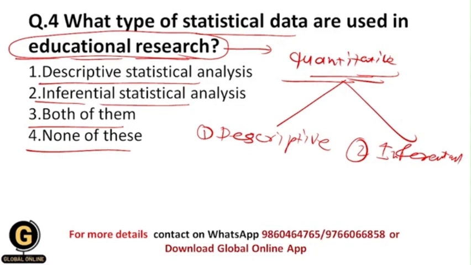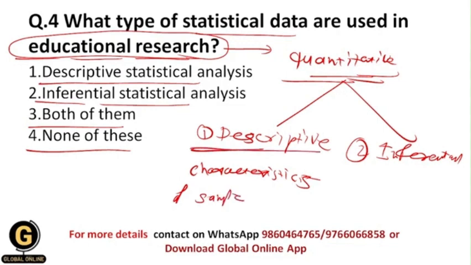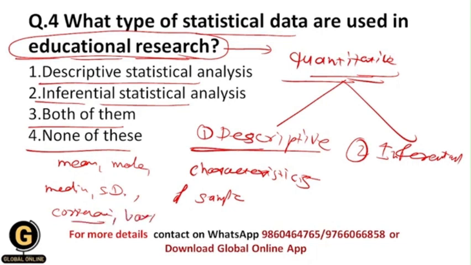Descriptive statistical analysis is computed to describe characteristics of a sample or population in totality. Basically, here we describe characteristics of a sample through computation. Descriptive statistical analysis includes mean, mode, median, standard deviation, then correlation. As well, there are other dispersion techniques, for example variance. All of these are descriptive statistical analysis.